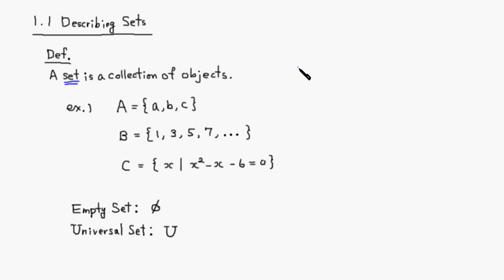So it's just a collection of things, and it could be numbers, it could be a collection of fruits, it could be a collection of letters. And the objects are called elements. So elements of the set, or you can use members if you want.